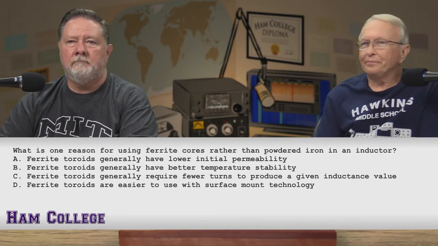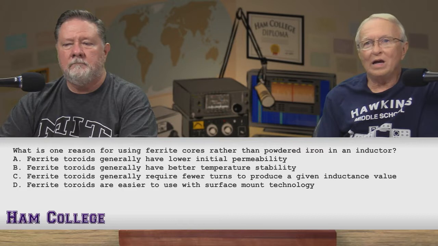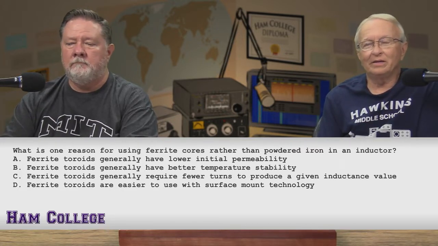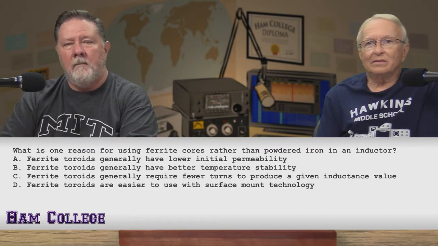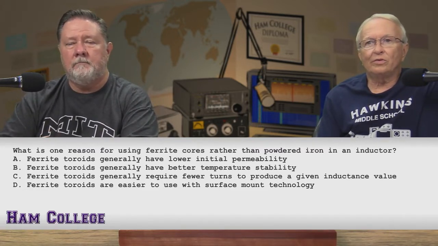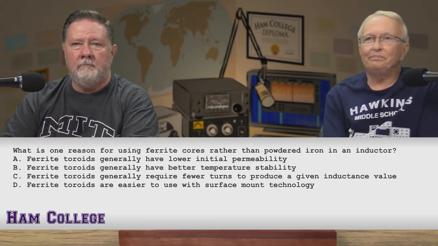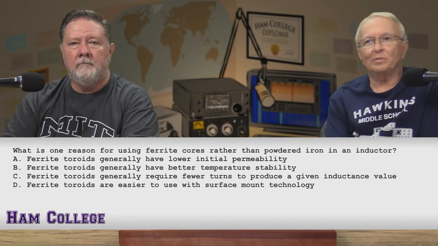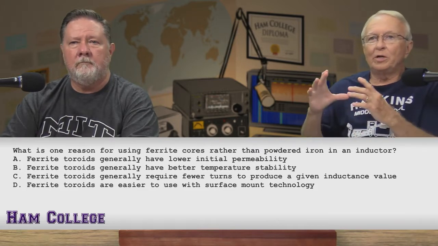What is one reason for using ferrite cores rather than powdered iron in an inductor? Well, they've been using ferrite since way before we had surface mount technology, so I know it's not D. Let's see. Ferrite toroids generally have low initial permeability. No, you would want a higher permeability, or else you've got to have a bigger one.